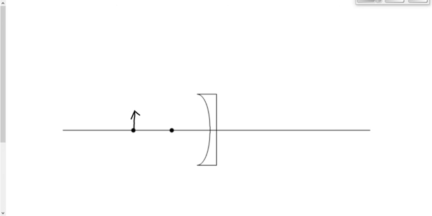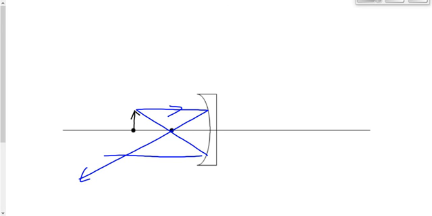First ray is going to be drawn from the top of the object, parallel to the principal axis, down through the focal point. Second ray is going to be drawn down through the focal point, and then parallel to the principal axis. That image should be formed directly below the object. If yours isn't forming directly below the object, just cheat a little bit on it.